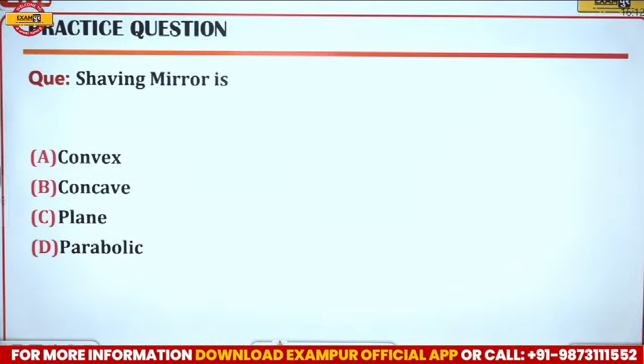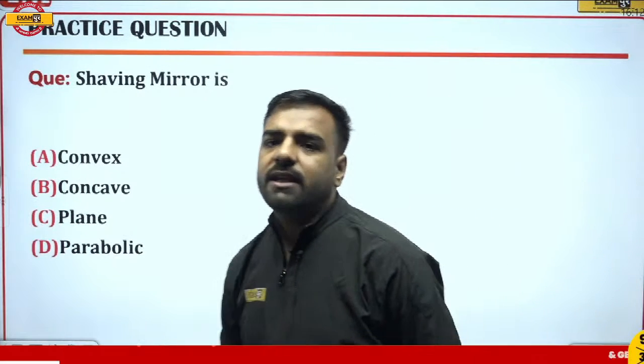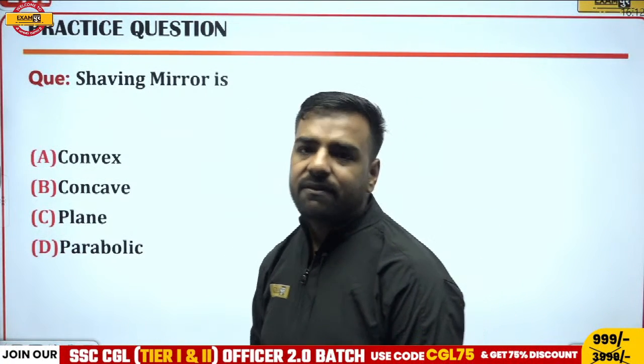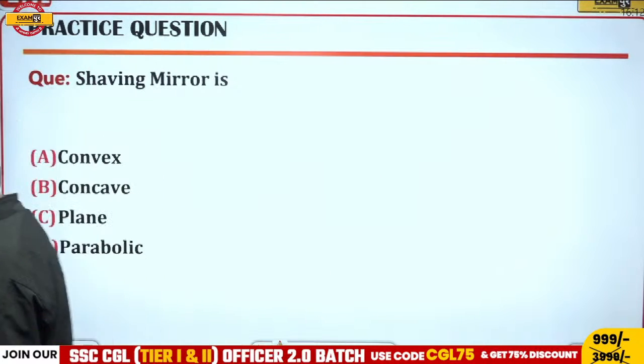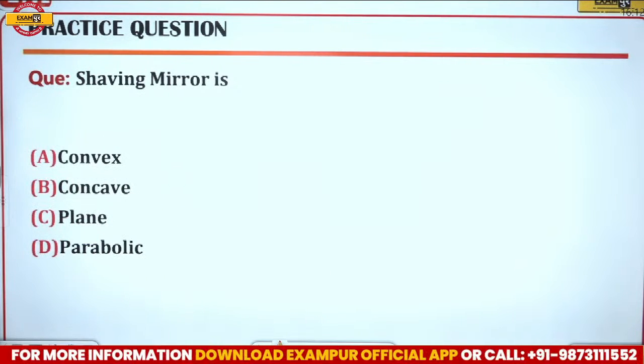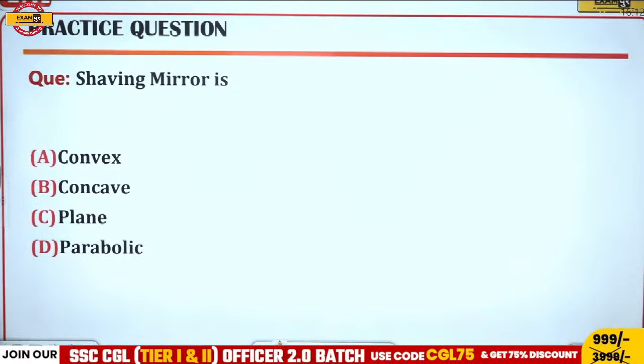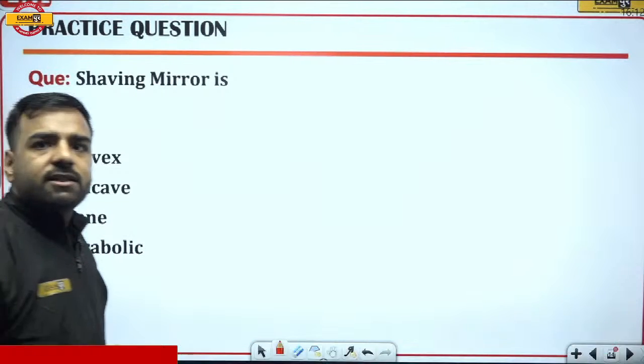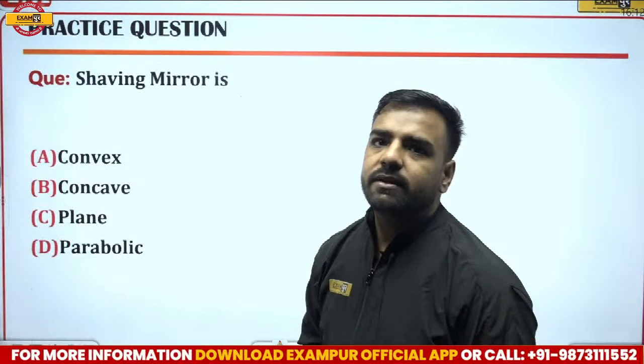What do you think? Manish, what can be the answer according to you? And everyone else who is there in the session, I want answer from everyone. What do you think? This shaving mirror must be what? Is it convex, is it concave, is it plane, or is it parabolic? Manish is going with A, that is convex, right?